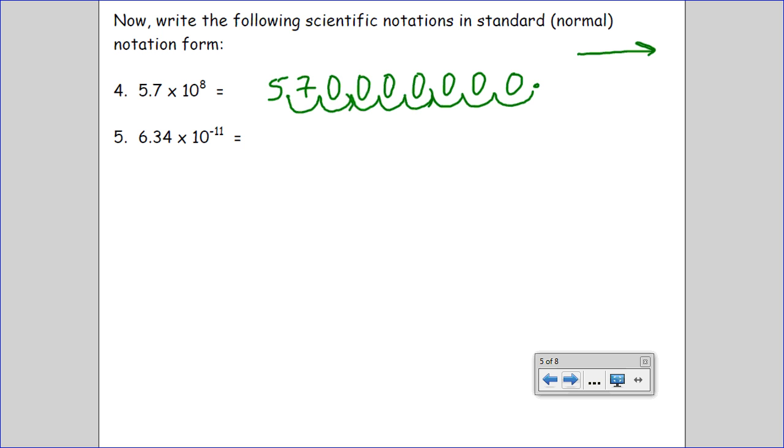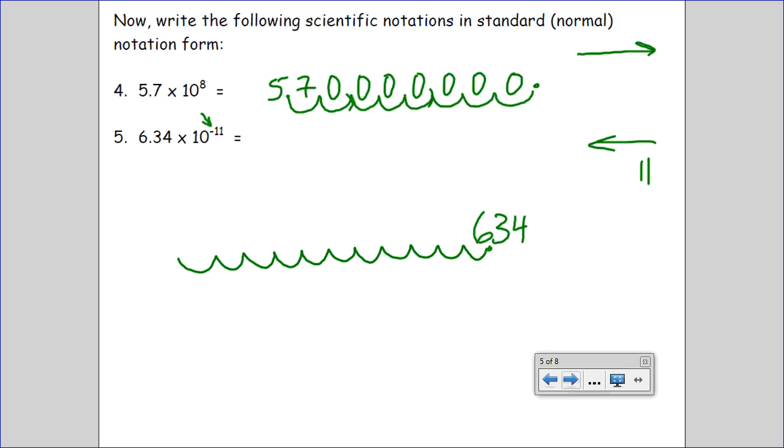So there's the expanded notation from the scientific notation for a very large number. Let's do a very small number. Now, here you can see the exponent was negative, which means that we are going to make a very small number, which means we're moving our decimal place to the left 11 spaces. Yikes. Okay, so I'm going to start by writing 6, 3, 4. And if I started with the decimal place there, I got to move it 11 spaces to the left. So 1, 2, 3, 4, 5, 6, 7, 8, 9, 10, 11. So that's where the decimal place is going to end up. So we fill in all these spaces with zeros.